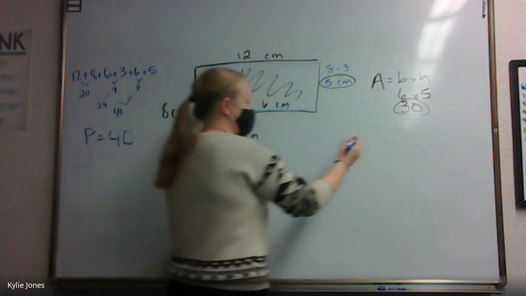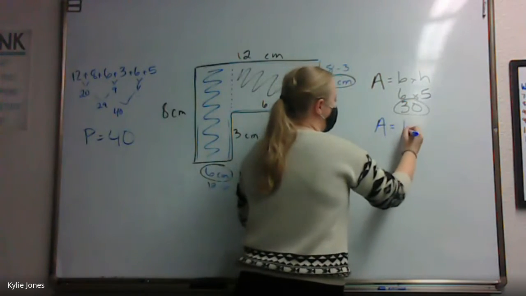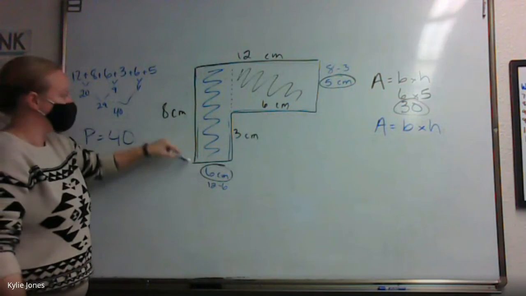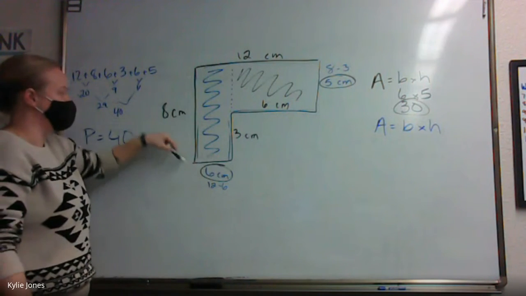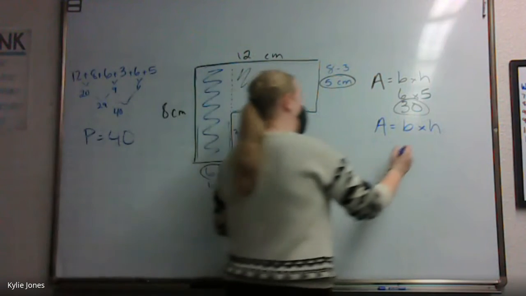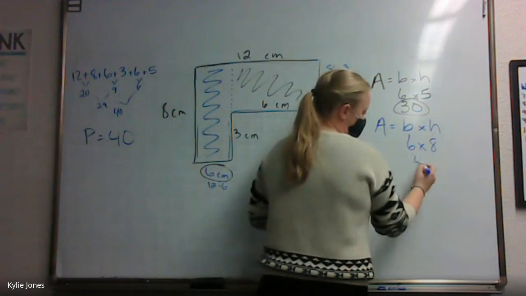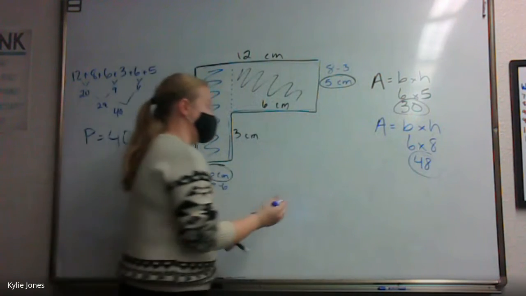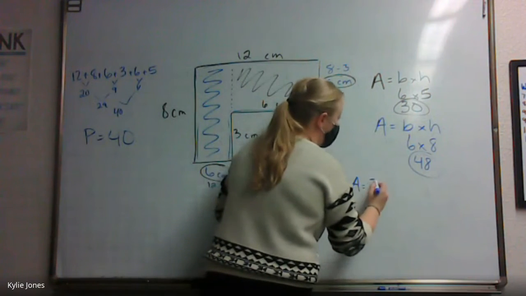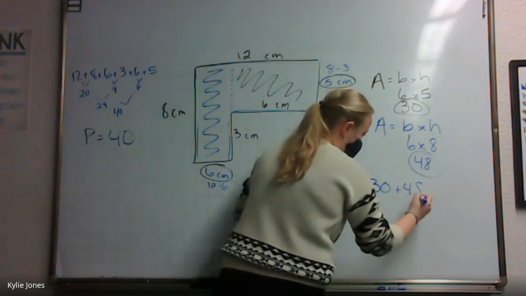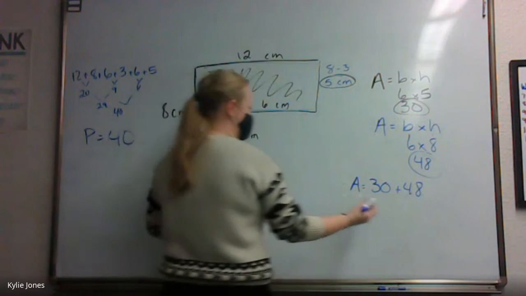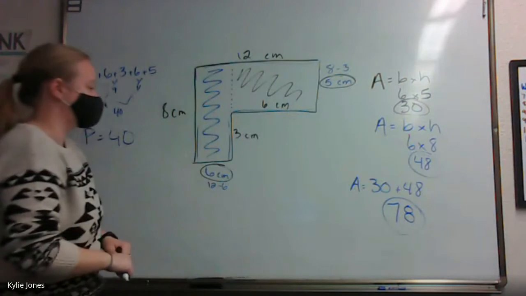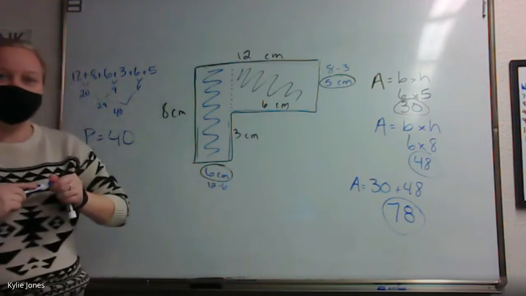Let's do the blue one now. Area of the blue one is the base times height again, because it's a rectangle. What's the base and the height of this? 6 and 8. Good. 6 times 8 is 48. What do I do with these two numbers to find my total area? Good, we got to add. The area is 30 plus 48. What is 30 plus 48? 78. Same answer we got last time. That's the area. So now we have both of those answers.